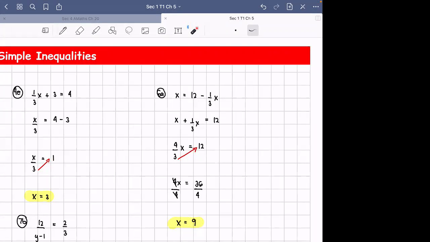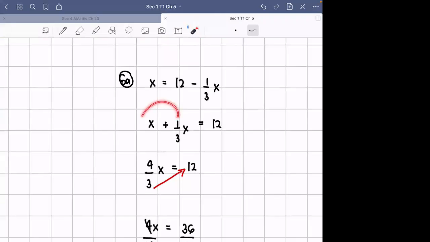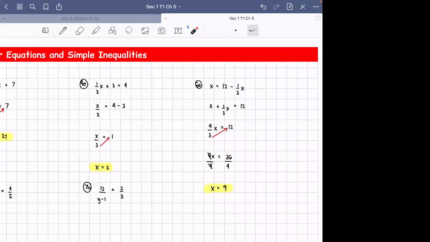Stella. All right. So again, class, x plus 1/3 x is the same as 1 plus 1/3. So it should be 4/3. Okay, Brian, where is your work? Okay, Matthew is right. Brian, where is your work?